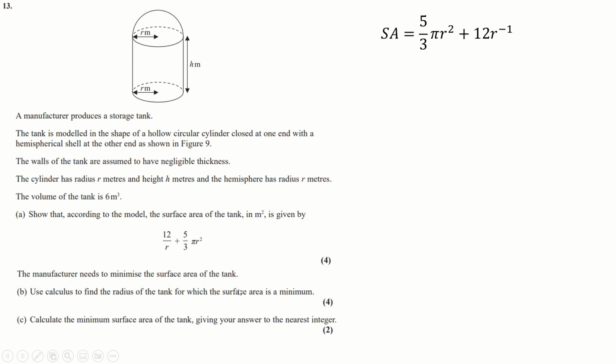Use calculators to find the place where it's a minimum. So let's do dSA by dr, of course. 2 times this is 10/3. Lower that down. Minus 1 times this down to here. You get to a minus 2. Let's set this to 0 because we're looking for a minimum point.